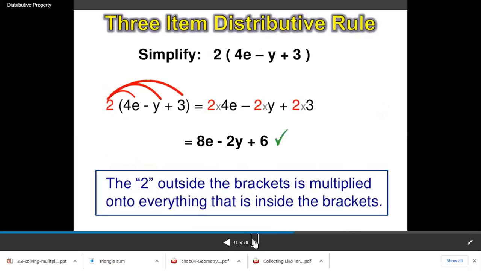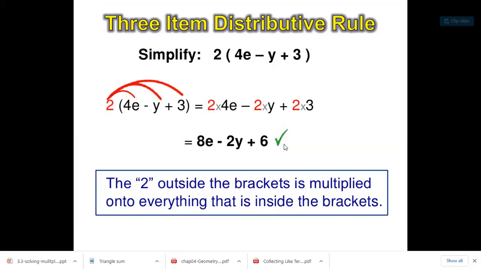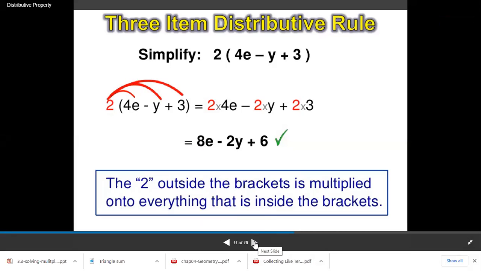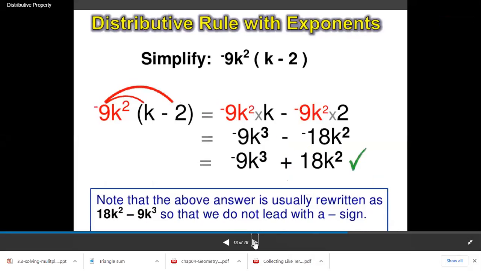Yes. Okay. Sometimes we don't have only 2 numbers inside the parentheses. Maybe we have 3 items. With the distributive rule, we have the number outside the parentheses, then we distribute over the 3 numbers the same way. Then 2 times 4 will be 8, 2 times negative y will be negative 2y, and then 2 times 3 will be equal to 6. So even if we have 2 numbers or 3 numbers inside the parentheses, the method will be the same. Any questions so far about this? No, thank you.